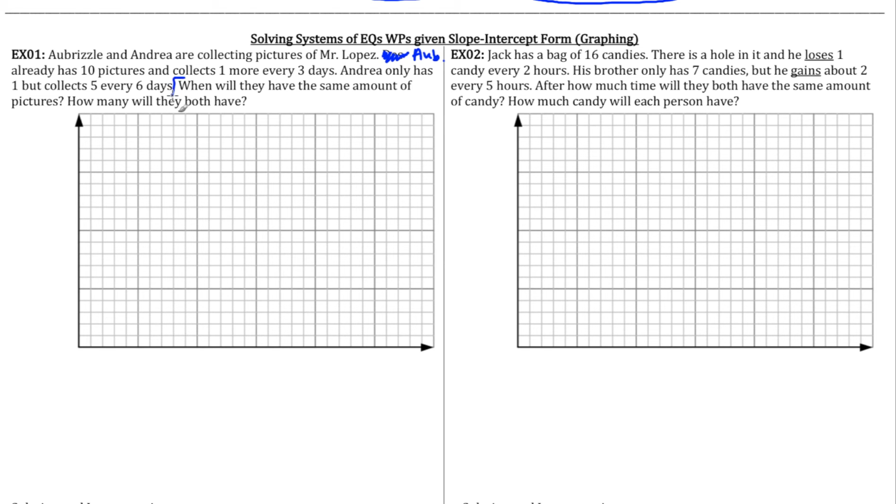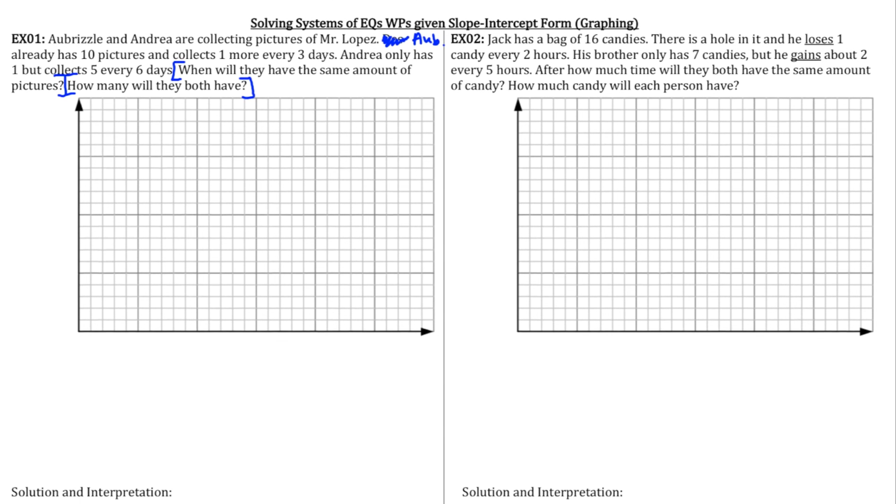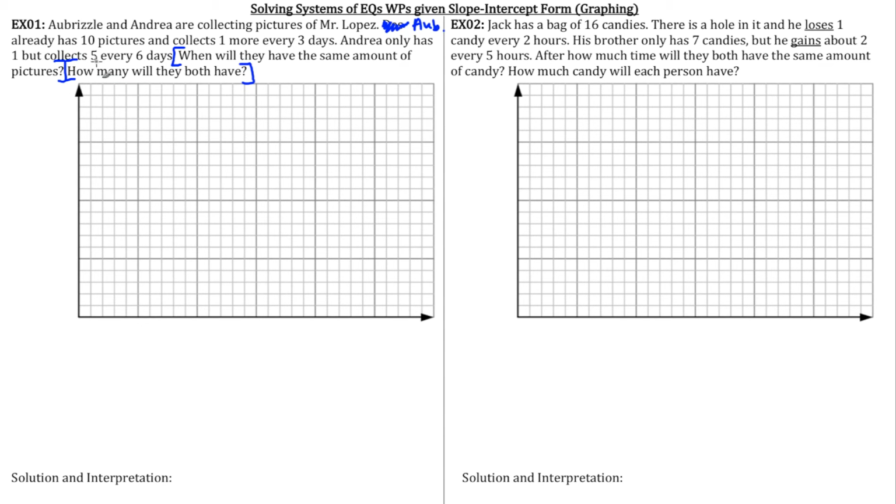So here's our question. When will they both have the same amount of pictures? And then how many will they have? So let's express this using an equation for each of these. So Andrea and Abrazel are collecting pictures, so we're ultimately talking about the number of pictures. So we have the number of pictures for Aubrey and the number of pictures for Andrea.